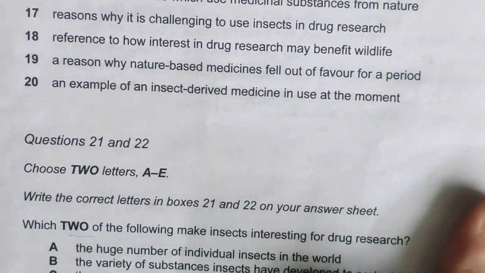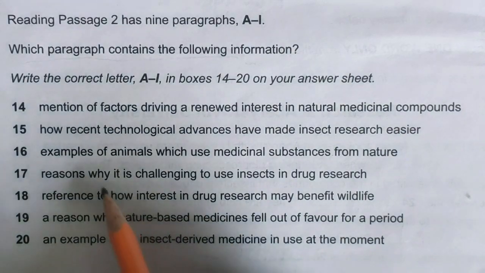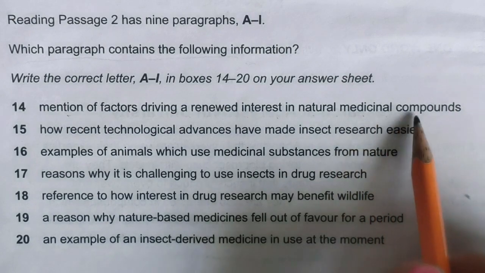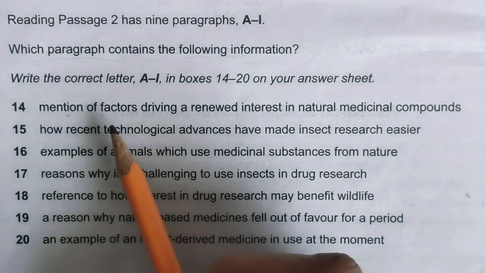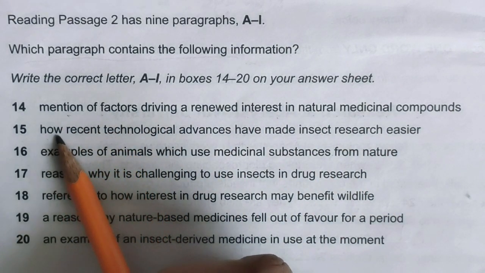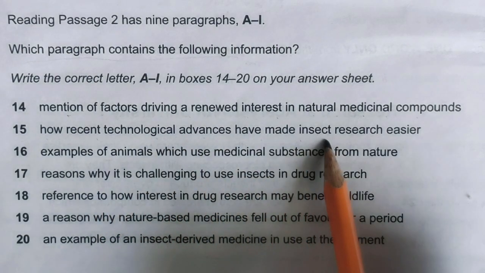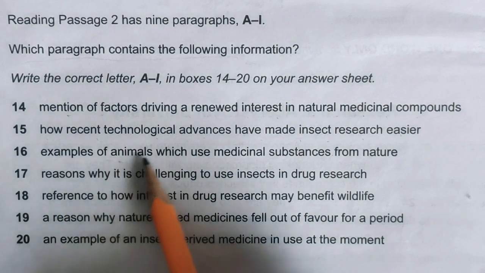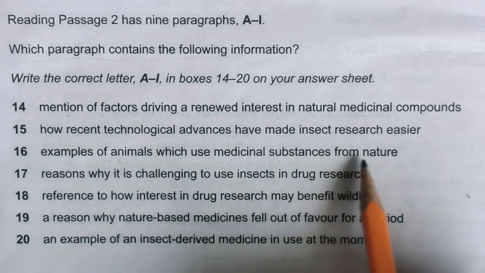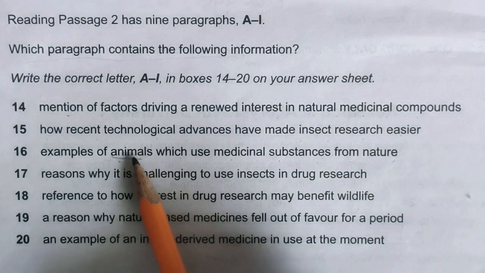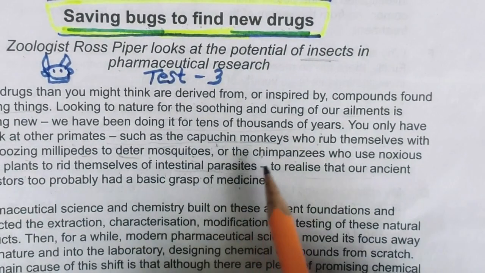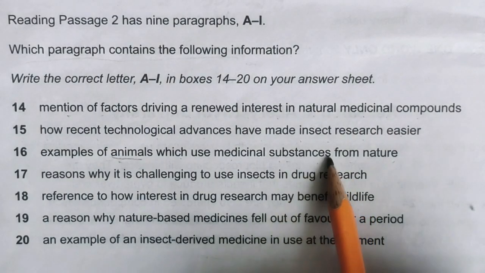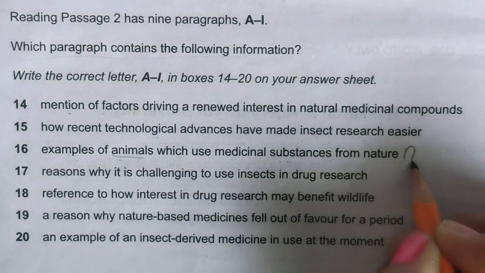Let's go to the options first and read them one by one. Mention of factors driving a renewed interest in natural medicinal compounds. No, they are not talking about this. How recent technological advances have made insect research easier. No, they were not talking about this. Examples of animals which use medical substances from nature. Yes, animals, they were given examples. Exactly, examples of animals using substances from nature. So our answer is A.